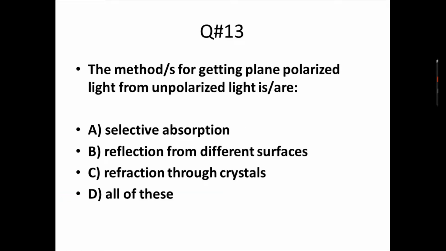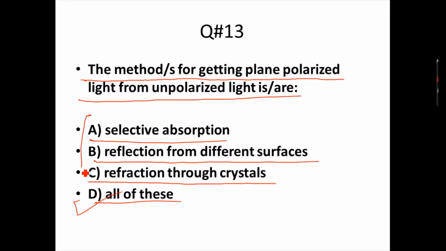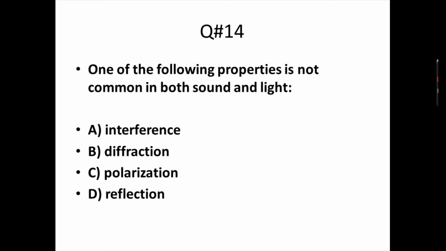The next question is, the method or methods for getting plane polarized light from unpolarized light is are selective absorption, reflection from different surfaces, refraction through crystals, all of these. The right option is D. All these phenomena can be used for getting plane polarized light from unpolarized light. So the right answer is D. Moving on to the next question.